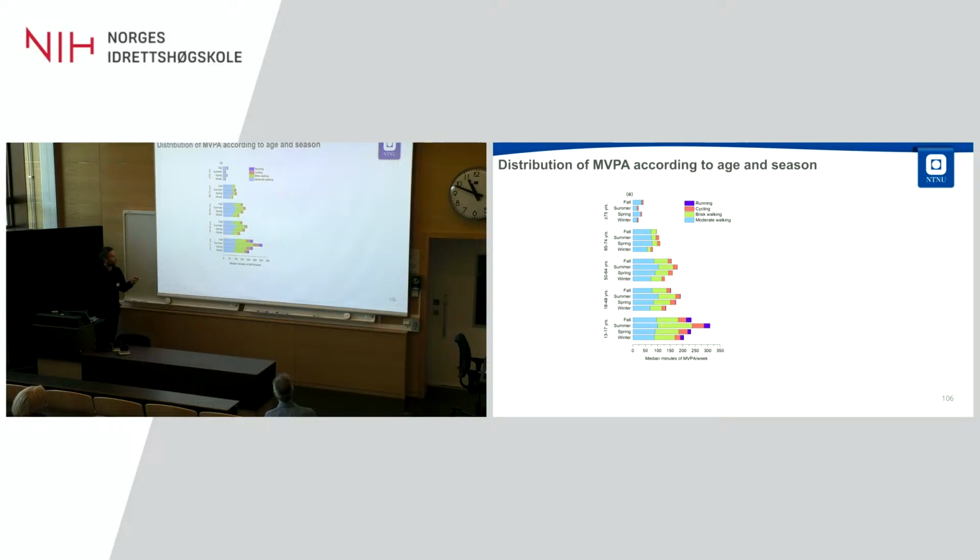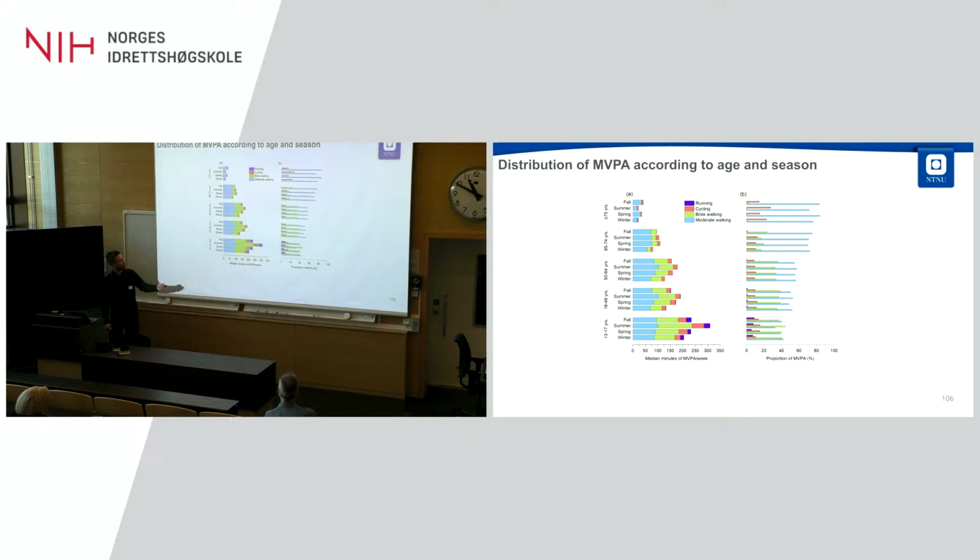And here are some of our results. Here we have the different age groups and the different seasons. We can see that seasonal variation in MVPA decreased with age. We can also see that moderate and brisk walking were the main contributors to MVPA for all age groups, most pronounced in the adolescents.